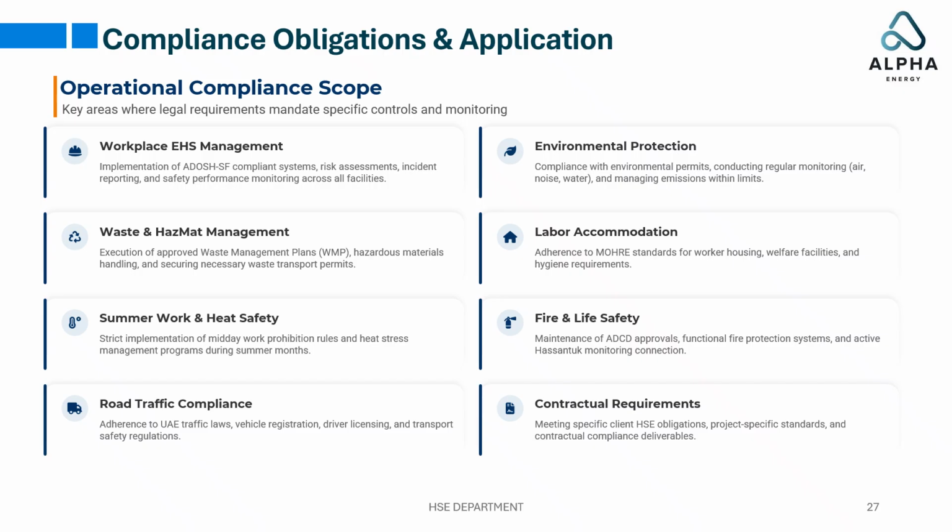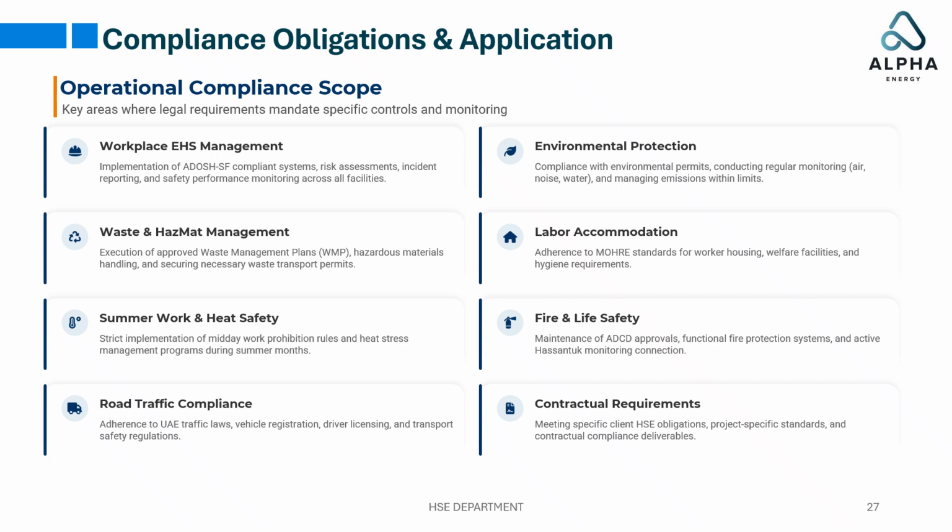Labor accommodation must comply with MORE standards related to worker housing, welfare facilities, and hygiene requirements. Additional compliance areas include summer work and heat safety, which requires strict adherence to midday work prohibition rules and heat stress management programs during summer months. Fire and life safety obligations require maintaining civil defense approvals, ensuring functional fire protection systems, and maintaining an active Hassantuk monitoring connection. Road traffic compliance includes adherence to UAE traffic laws, vehicle registration requirements, driver licensing, and transportation safety regulations.